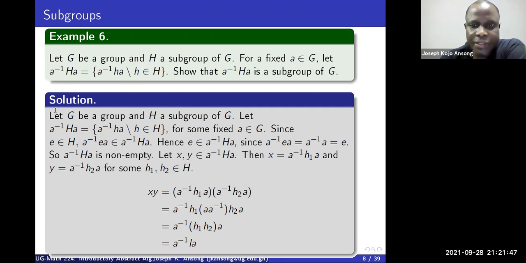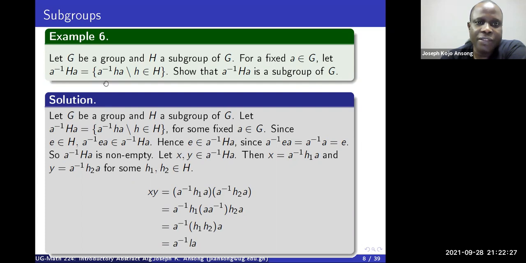So pay attention to this. There are so many interesting elements buried in it. Let G be a group and H a subgroup of G. Now for a fixed element A in G, let's define A inverse H A. This is some kind of a subset. It is defined by A inverse h A, where h is an element of big H. We want to show that it's a subgroup of this set here.